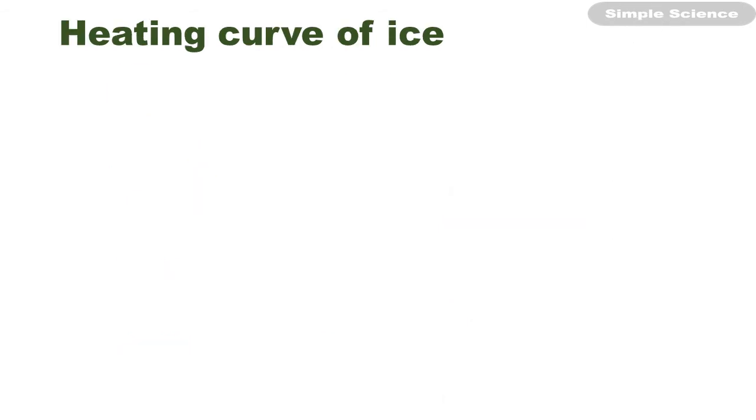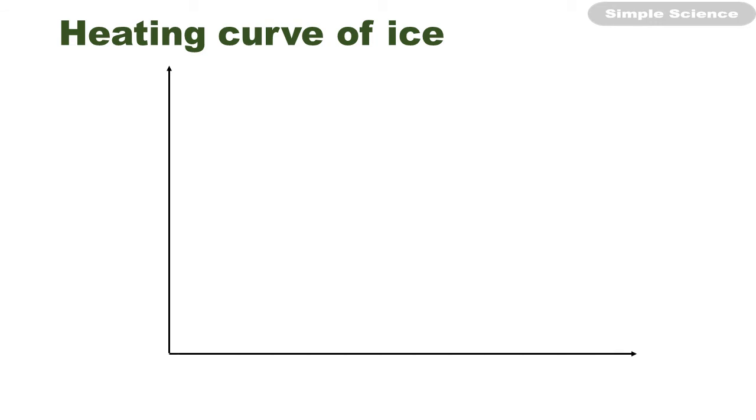Now we will see the heating curve of ice. What happens when ice melts, how much heat energy does it absorb? So for that, to draw the heating curve of ice, we'll draw one line on the y-axis and one line on the x-axis. On the y-axis we will take temperature in degrees Celsius and on the x-axis we will take time in seconds. Now suppose the initial temperature of ice is minus 20 degrees Celsius. Let this point be A.